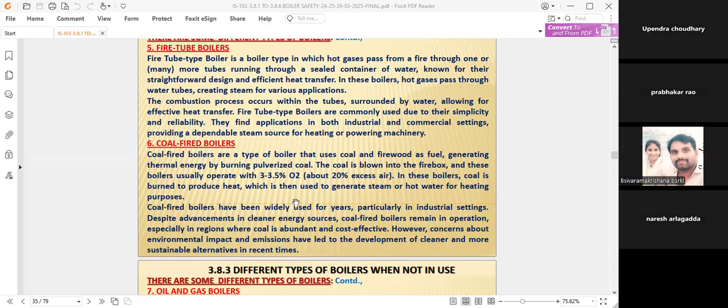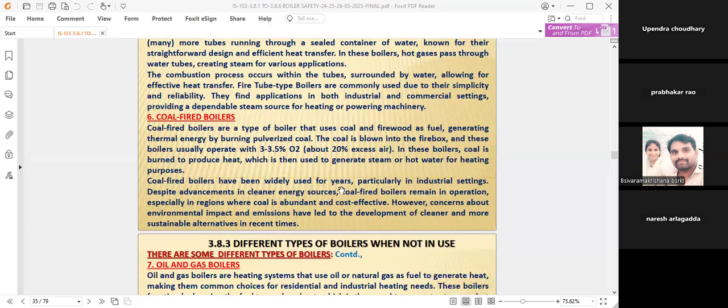Coal-fired boilers, everybody knows about it. Coal is the firing fuel in the burner. That means coal-fired boilers are a type of boiler that uses coal or firewood as a fuel, generating thermal energy by burning pulverized coal. These pulverized coals, you know that after getting them from the coal mines, they are crushed into powder. Thereby unwanted things will be taken care of. Through the mesh, it will be mixed with other fuels like firewood. Thereby, it is called pulverized coal. It is a blended coal, mixed with other fuels also.